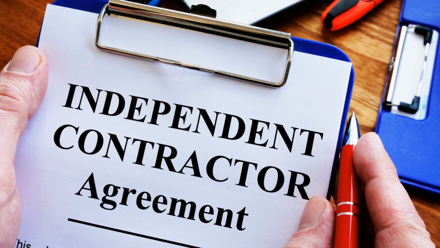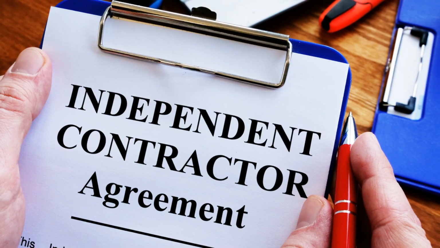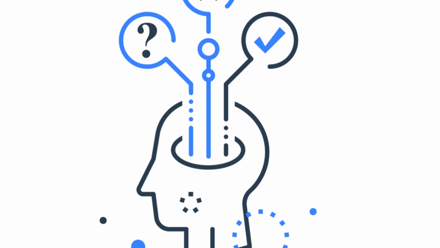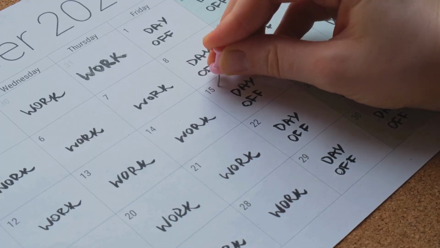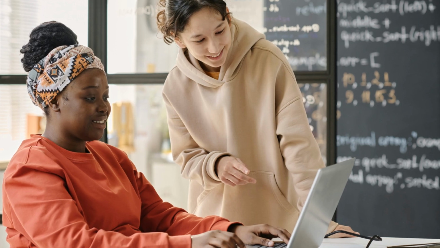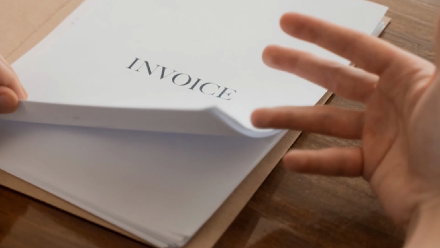Now, for how to classify a 1099 independent contractor. They run an independent business. They decide how the job gets done, they set their hours, and they use their own tools. They can hire helpers or work for multiple clients. And in the end, they invoice you.